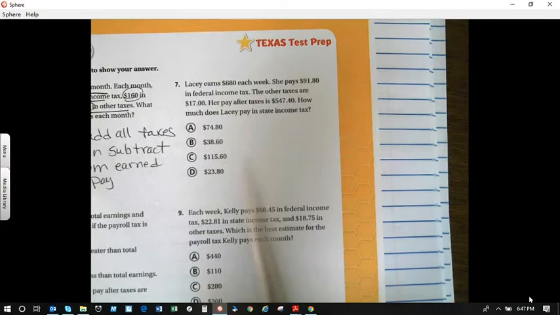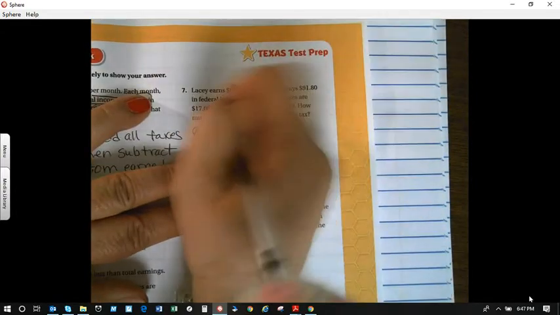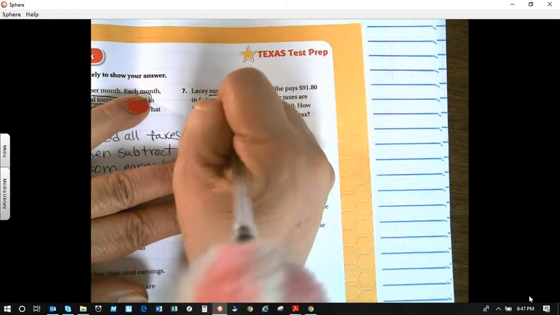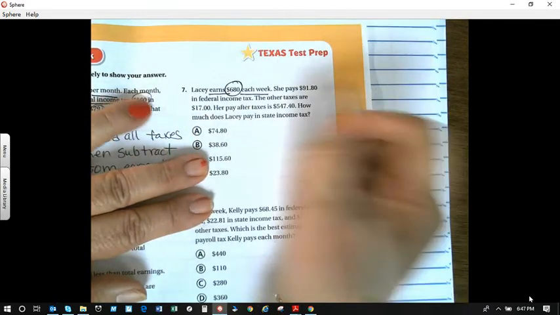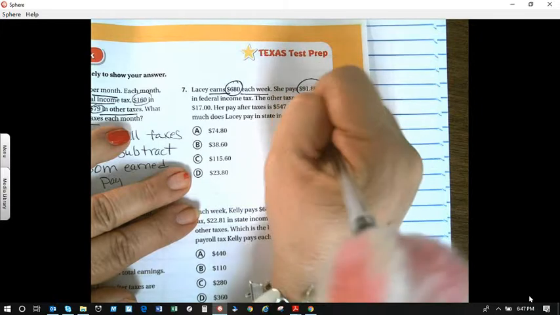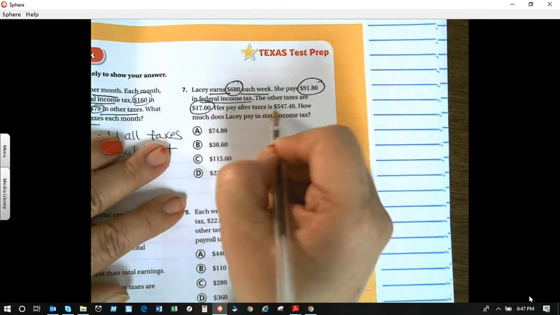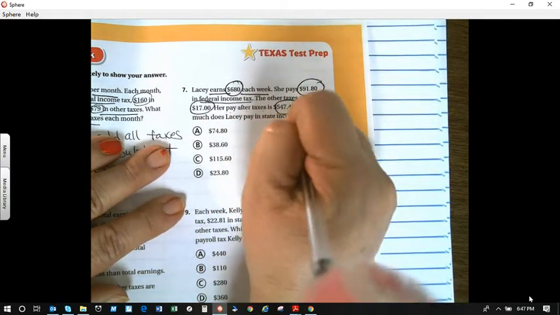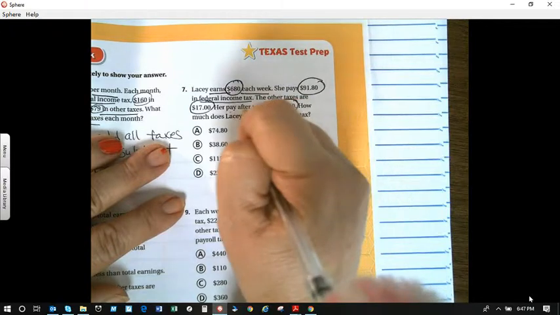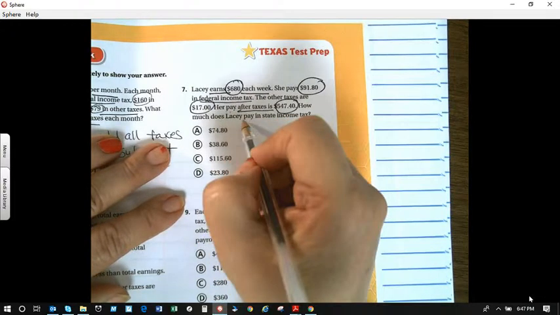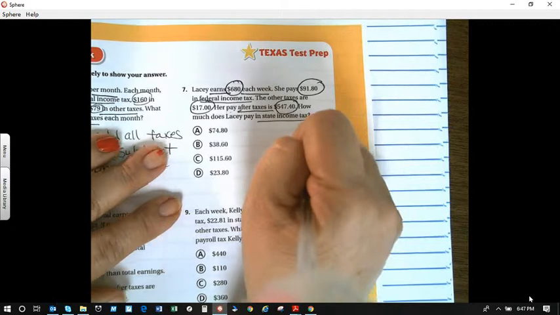Lacey earns $680 each week. So here's Lacey. Circle my number, and this is each week. She pays $91.80 in federal income tax. The other taxes are $17. Her pay after taxes is $547.40. How much does Lacey pay in state income tax?